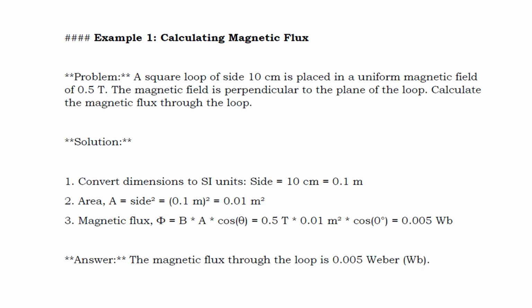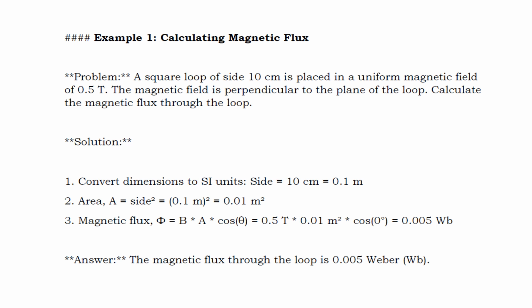Okay, let's now have your sample problem involving magnetic flux. The problem is a square loop of side 10 centimeters is placed in a uniform magnetic field of 0.5 Tesla. The magnetic field is perpendicular to the plane of the loop. Calculate the magnetic flux through the loop.